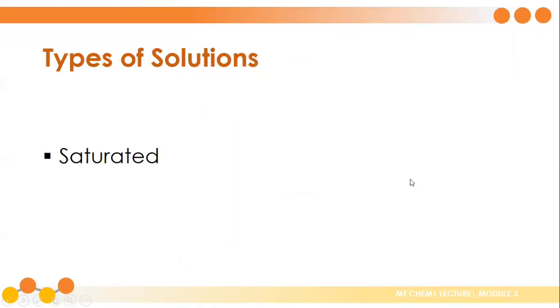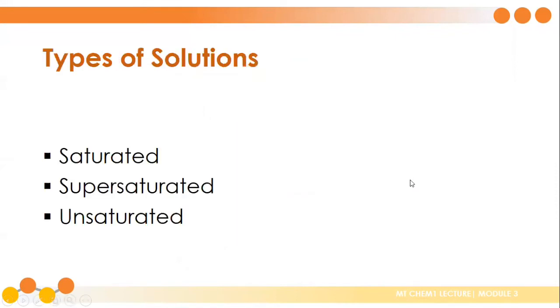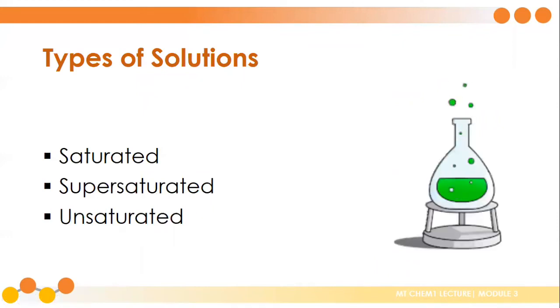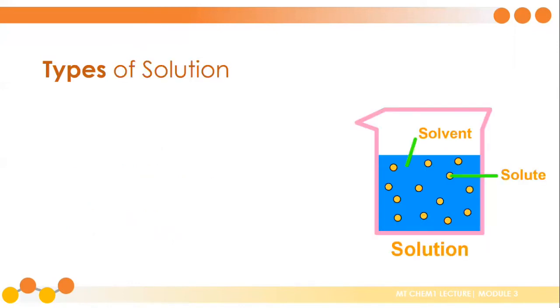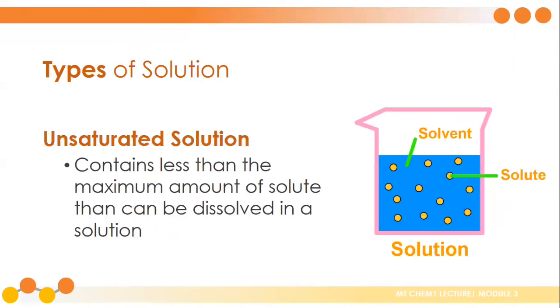Now, there are three different types of solutions. We have the saturated, the supersaturated, and the unsaturated solution. Let's define them one by one. First, we have the unsaturated solution. This means that the solution contains less than the maximum amount of solute that can be dissolved in a solution. So let's try to visualize it. Let's say, for example, you have here your salt solution.